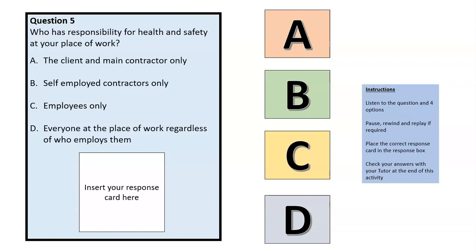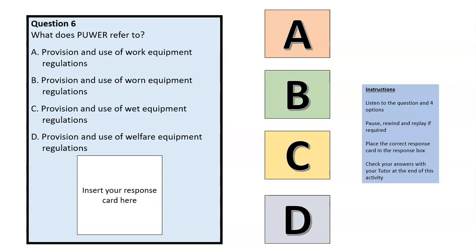Question 5. Who has responsibility for health and safety at your place of work? A. The client and main contractor only. B. Self-employed contractors only. C. Employees only. D. Everyone at the place of work, regardless of who employs them.